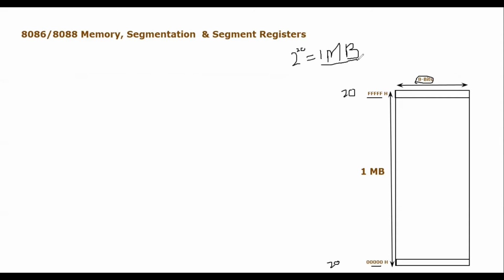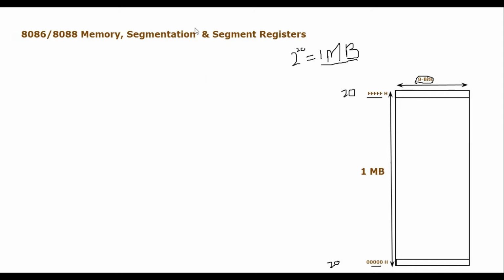So that is one thing we need to know: the total capacity is 1 megabyte. The minimum address is 5 zeros in hexadecimal or 20 zeros in binary, and the maximum address is 5 Fs in hexadecimal or 20 ones in binary. Okay, let's talk now about the 8086 or 8088 microprocessor.